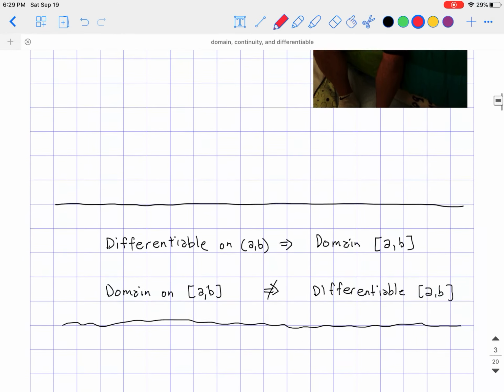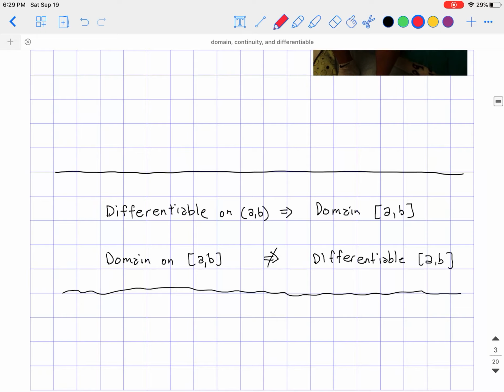So the conclusion in this case is that if it is differentiable on A to B, the interval without the endpoints, then it is going to be the case that the domain of the original function is from A to B, inclusive of the endpoints.